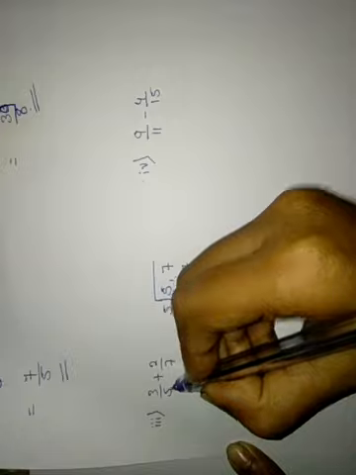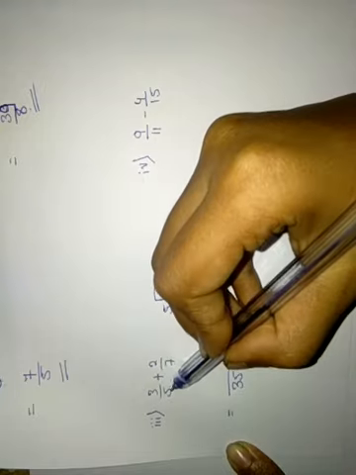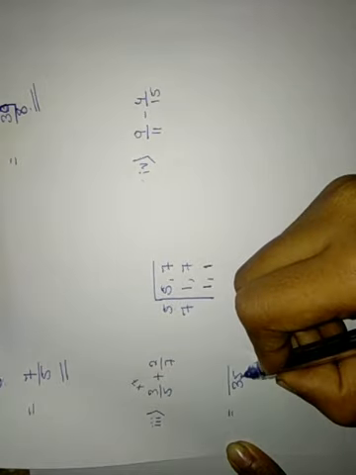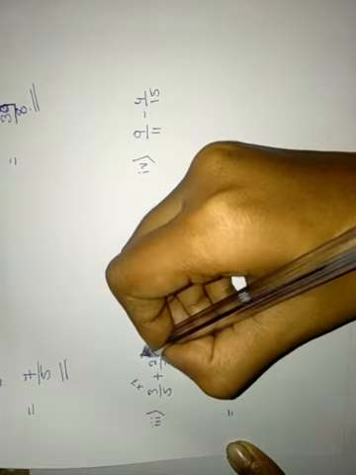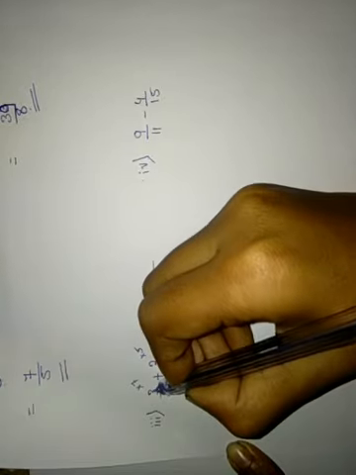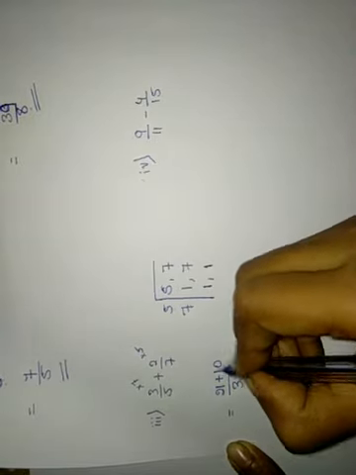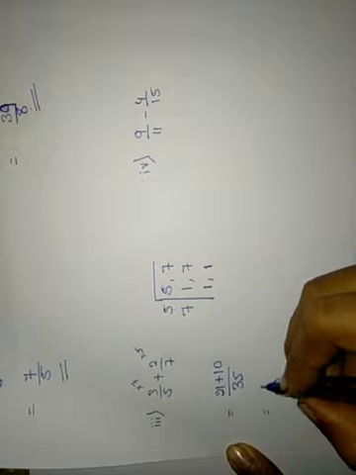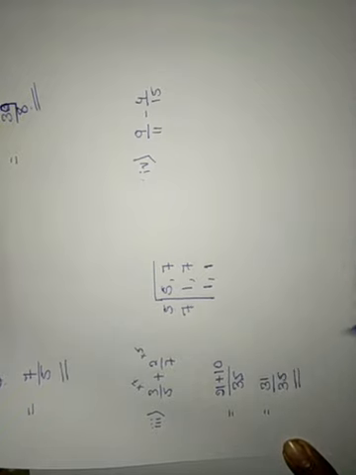Here it is 5. To make the denominator value 35, I will multiply it by 7. 5 7s are 35, yes or no? And here it is 7. To make this 35, I will multiply it by 5. 7 5s are 35, right? Now 3 7s are 21 plus 2 5s are 10. Now we'll add the numerator values. 21 plus 10 will get 31 divided by 35. This is the answer.